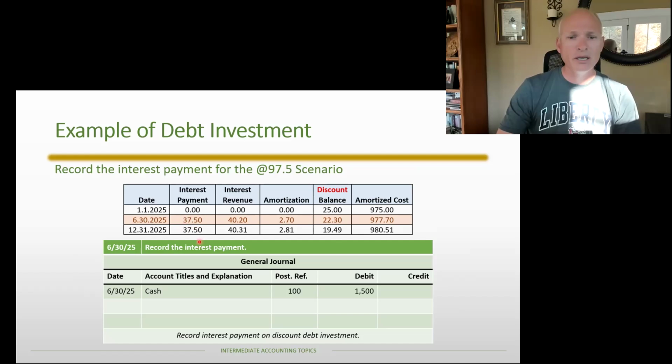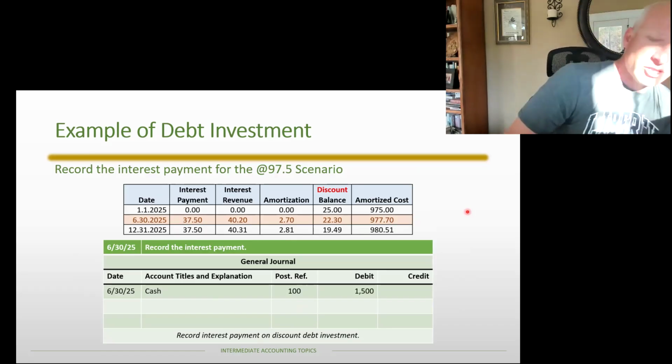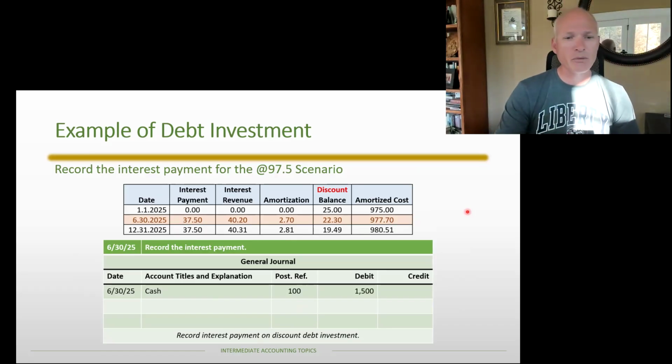$37.50 per bond. And at that point in time, if you remember, I owed, shoot, I forgot how many we had. Let me do that math. It's been a while. You guys probably already know because you're following along, but that's okay. Sorry. There we go. Yeah, 40 bonds.